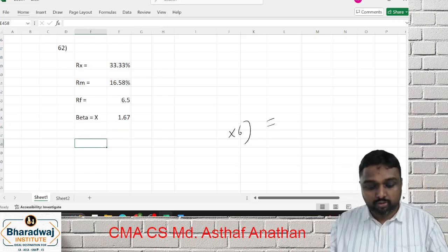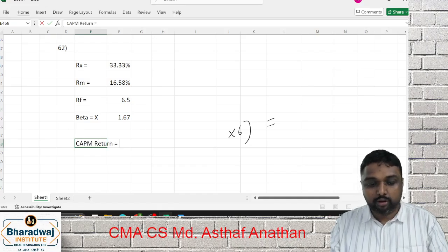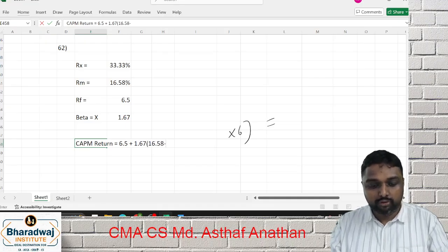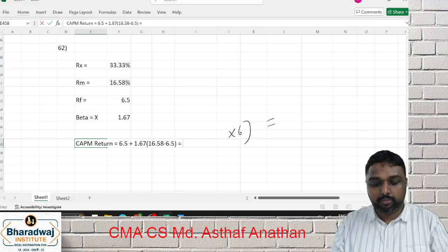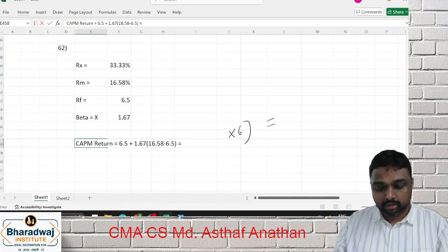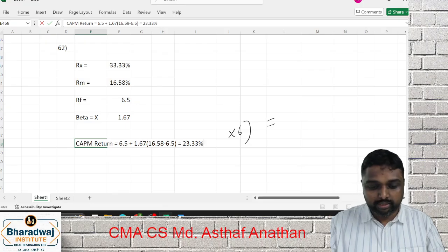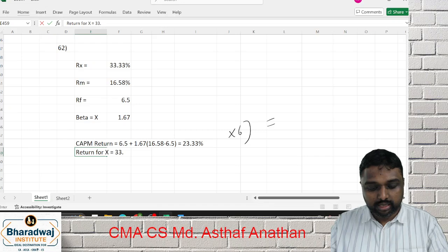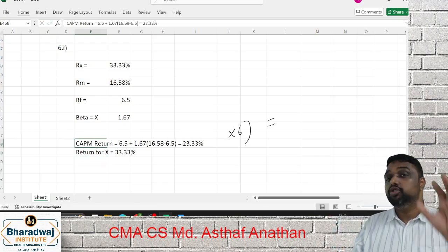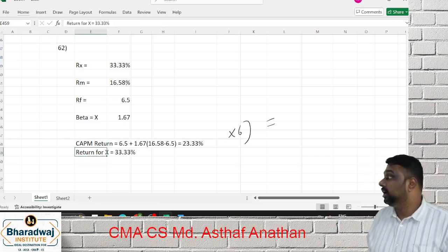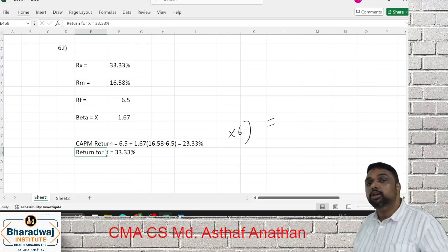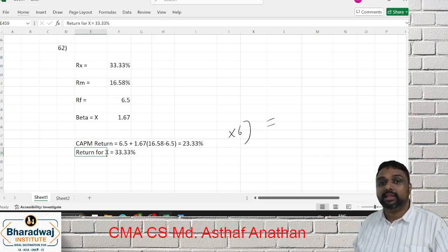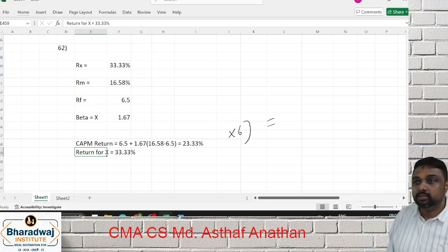How can you do it? First you have to do the CAPM return. How? RF plus beta of RM minus RF. If you do this, you will get one return under CAPM. What are you getting, friends? 23.33%. See what is the return for the security? Return for X is 33.33. For this risk, you should get a minimum of 23.33. You are getting 33.33. Super. So the comment is what? Undervalued. Your action is what? Buy the stock. Your answer is buy the stock.